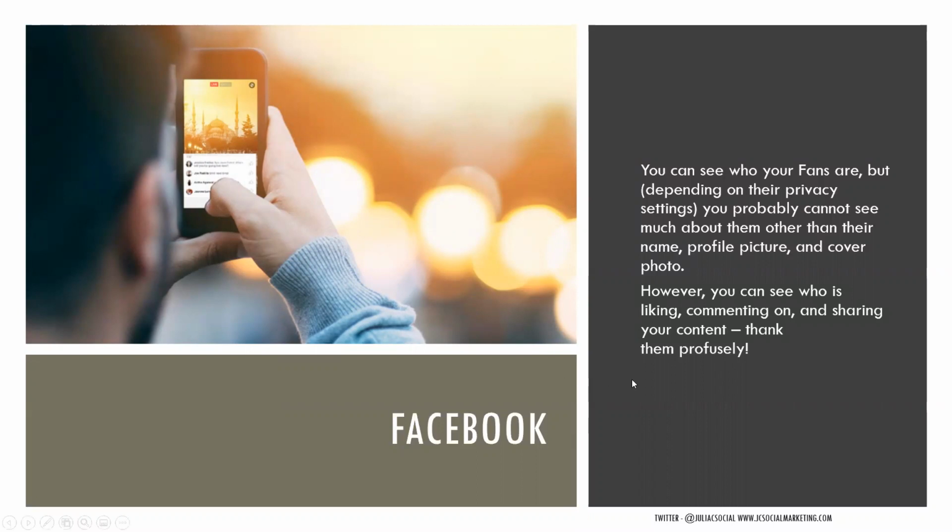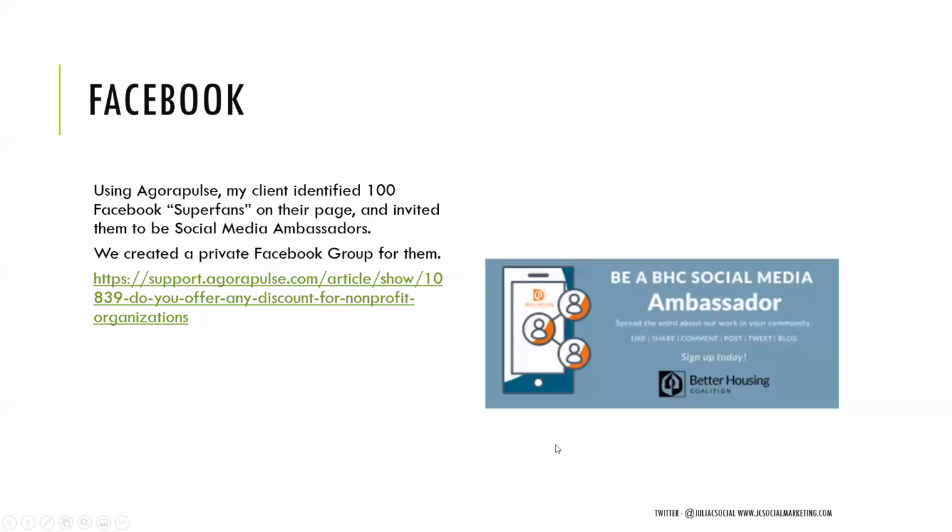On Facebook, it's a little bit harder because you can see who your fans are, but you probably can't learn much about them because of privacy settings, but you are going to be able to see who's liking, commenting, sharing their content. And they get badges too. So your top fans get badges. I have badges on several different nonprofit pages because I've been super active liking and commenting and sharing their stuff. So that's something on the back end of Facebook that you can look at.